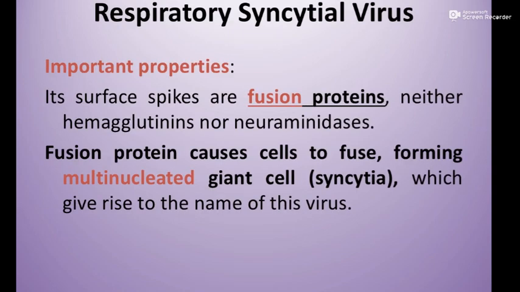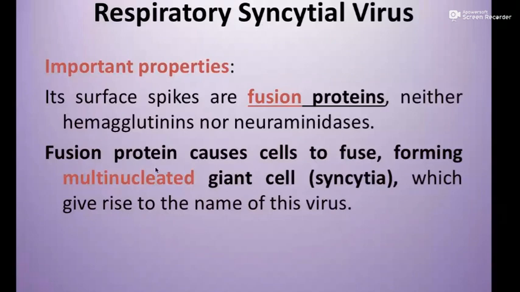The second virus also causes respiratory infection: after parainfluenza, this is respiratory syncytial virus. These two are only limited to the respiratory epithelium. It contains fusion proteins in its spikes, neither hemagglutinin nor neuraminidase. It only has a very large amount of fusion protein. That is why they called it respiratory syncytial virus.